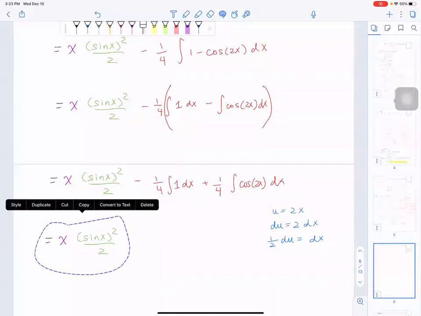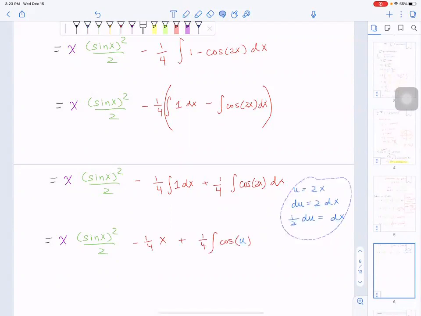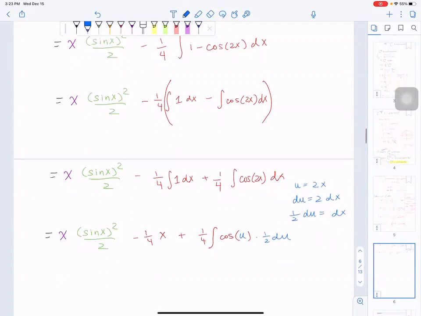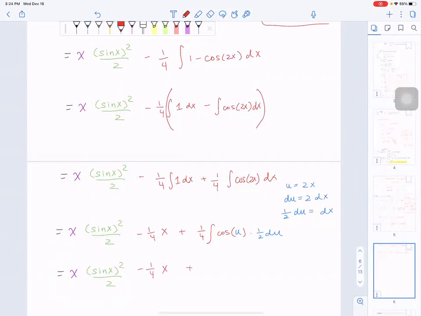Okay, so now we have this minus, what is the integral of 1? That's x. And what about this integral of cosine 2x? So use substitution. Let's replace that with our u times what is dx? Dx is 1/2 du. So we get this thing minus 1/4 x plus 1/8 of, what's the integral of cosine? It's negative sine of u. But what was u? U was 2x.